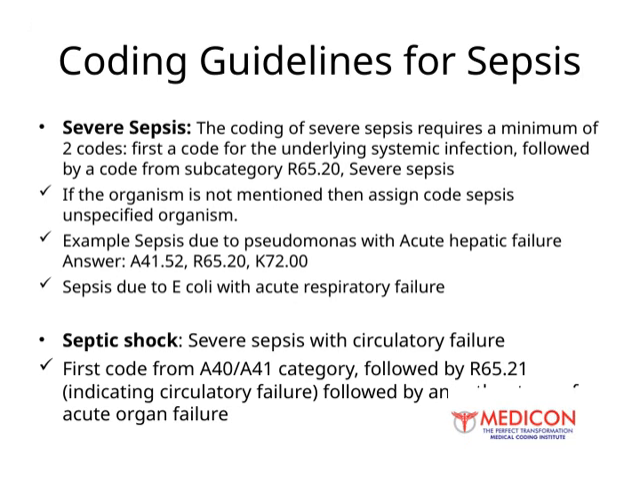Now, when it comes to septic shock, the coding reflects that it's severe sepsis with circulatory failure. You start with a code from the A40 or A41 category, then add R65.21 to specify septic shock, and include any other acute organ failure codes that are present.